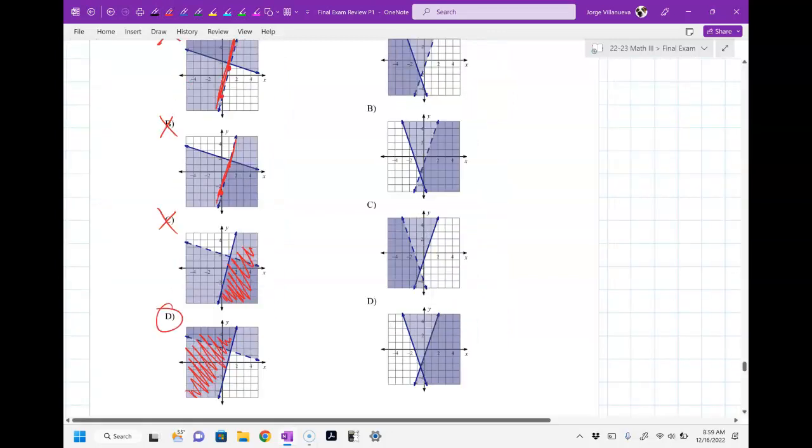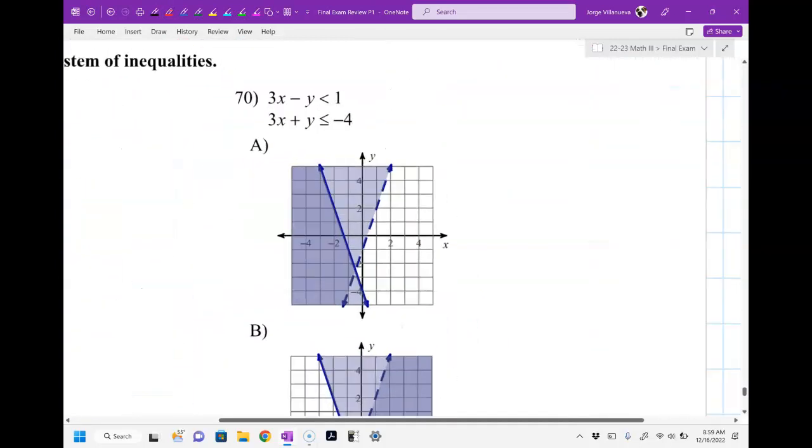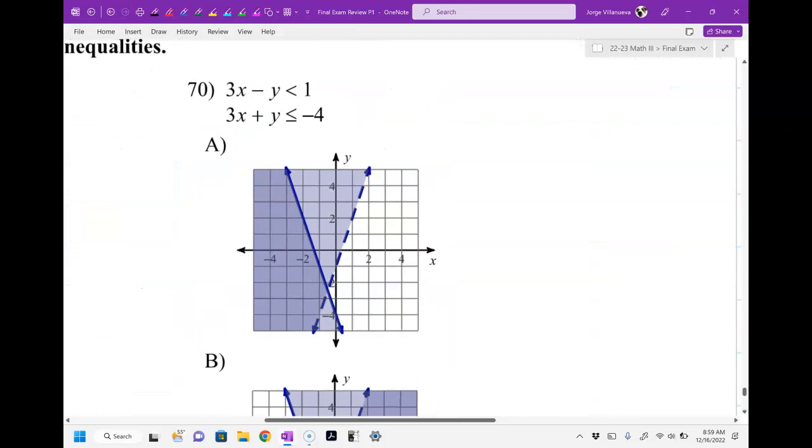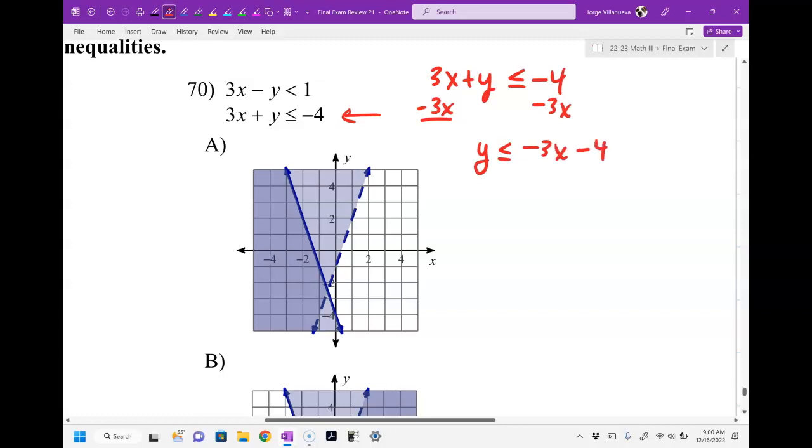So, all right, let's look at this next one. So pick an equation. Let's pick the bottom one. It doesn't really matter, but I'm going to pick the bottom one, and I'm going to solve it for y. Okay, so 3x plus y is less than or equal to negative 4. So let's subtract 3x. So y is less than or equal to negative 3x minus 4. Okay? That's not going to be the nicest one, but I guess we can do it.